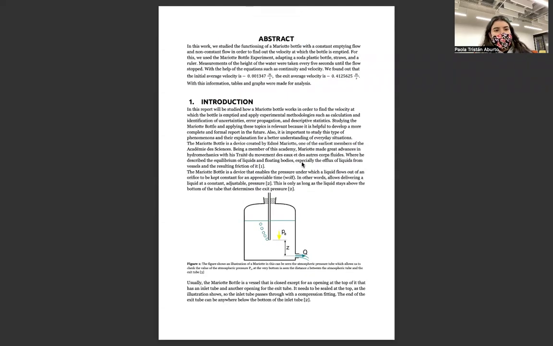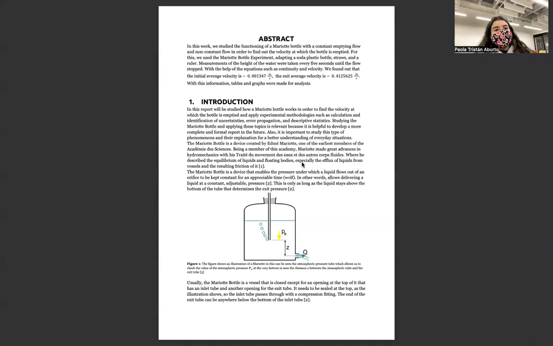As an abstract of this work, we studied the functioning of the Mariotte bottle with a constant emptying flow and a non-constant flow in order to calculate the velocity at which the bottle is emptied. For this, we have to measure the height of the water level, and we have to measure it every 5 seconds until the flow stops.